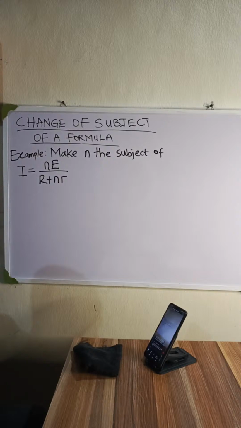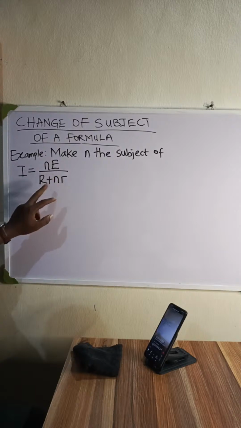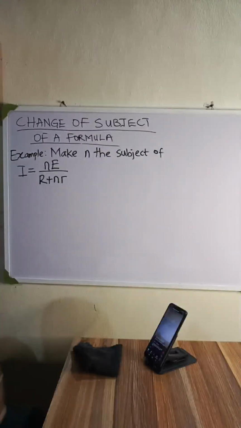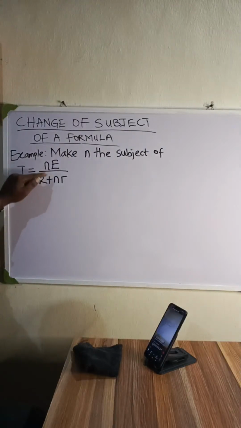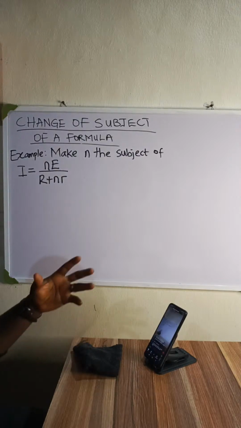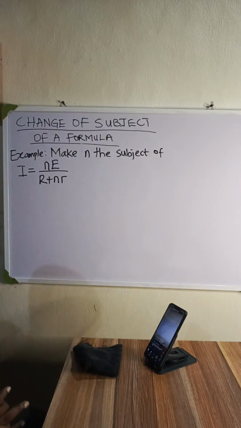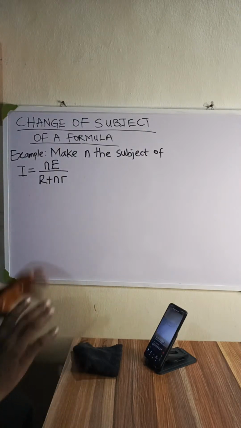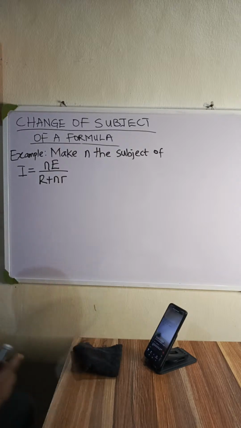Okay, so we have I is equal to nE divided by R plus nR. So this is another situation where we need to be careful. The reason is, in this particular question, we have n and we have n. We don't just have one value of n, we have two values of n. For us to make n the subject, they need to become one, not two. So let's see how we can do that.